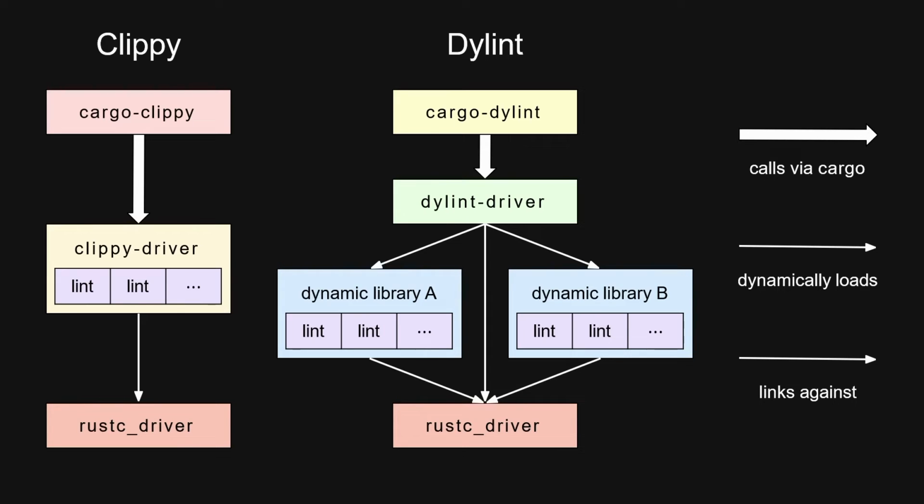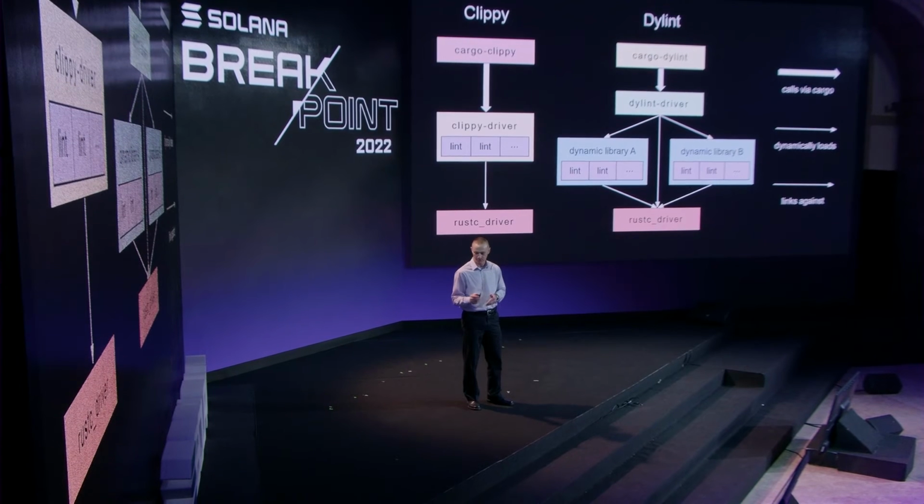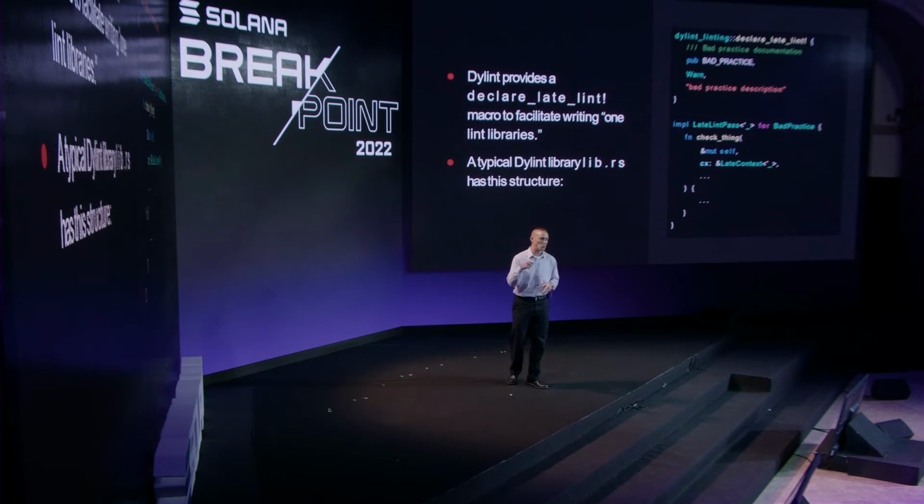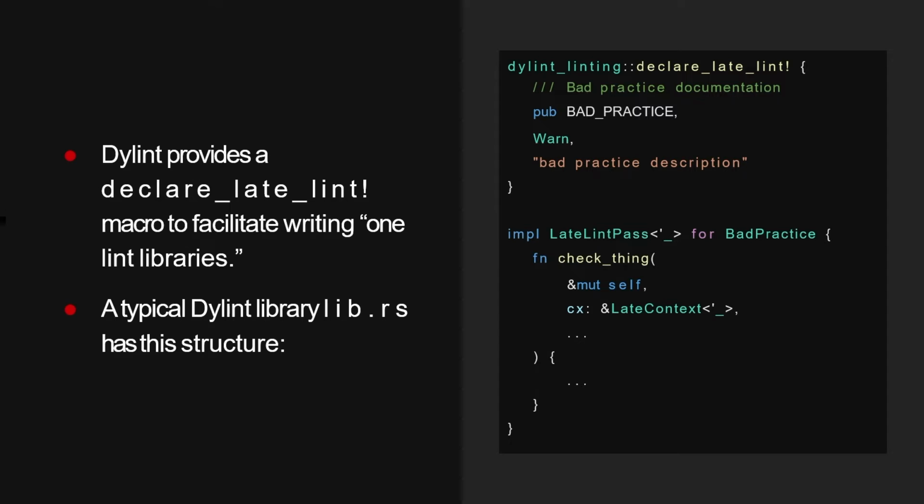So Dylint is similar. You invoke the cargo command, which in turn launches the driver, which then loads one or more dynamic libraries. And then the driver says to the compiler, hey, when you run your own lints, would you please, in addition, run these lints that I have dynamically loaded? You can put as many lints as you want into a dynamic library. However, we have optimized for the case of putting one lint into a library. The reason is we want to make it easy to get a lint up and running quickly. So we make it easy to package a single lint into a library.